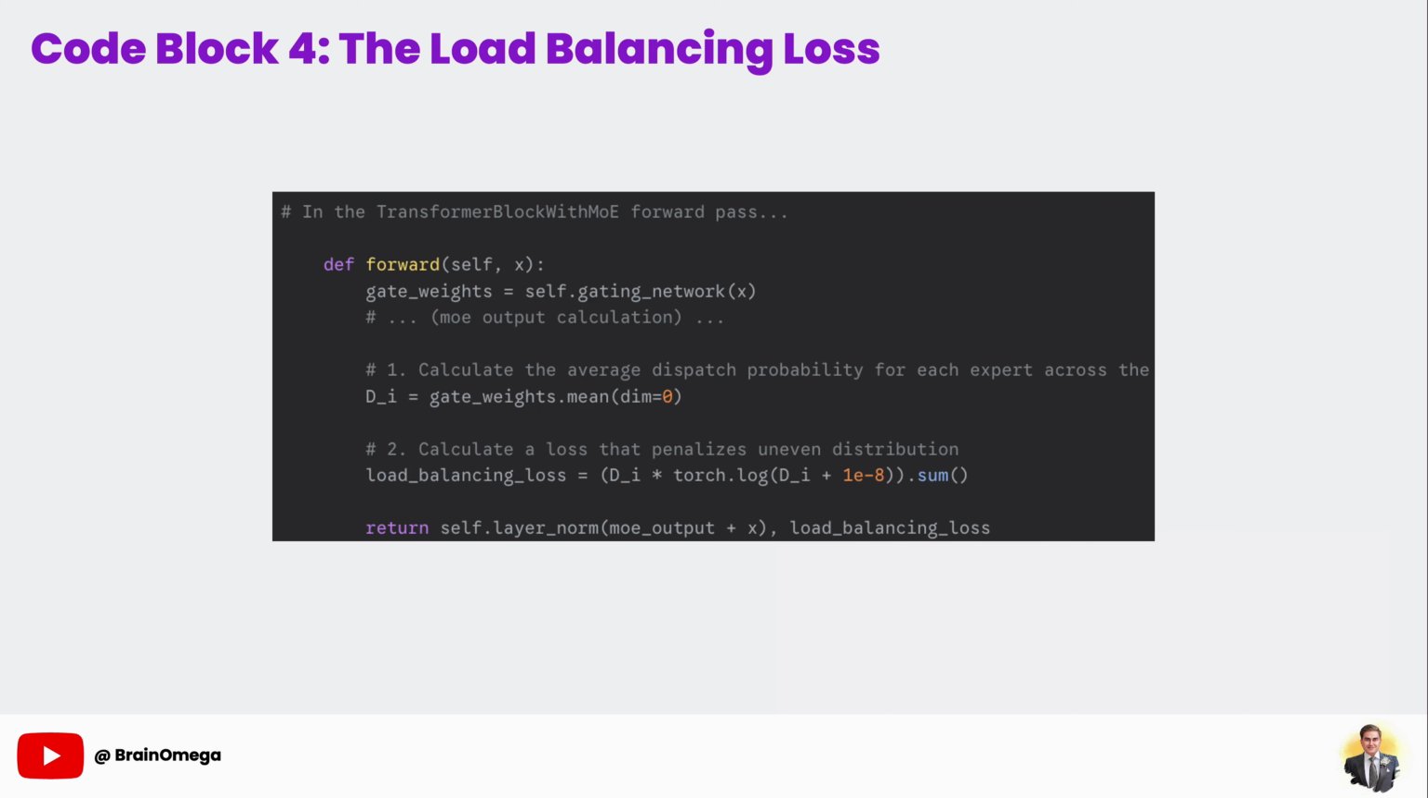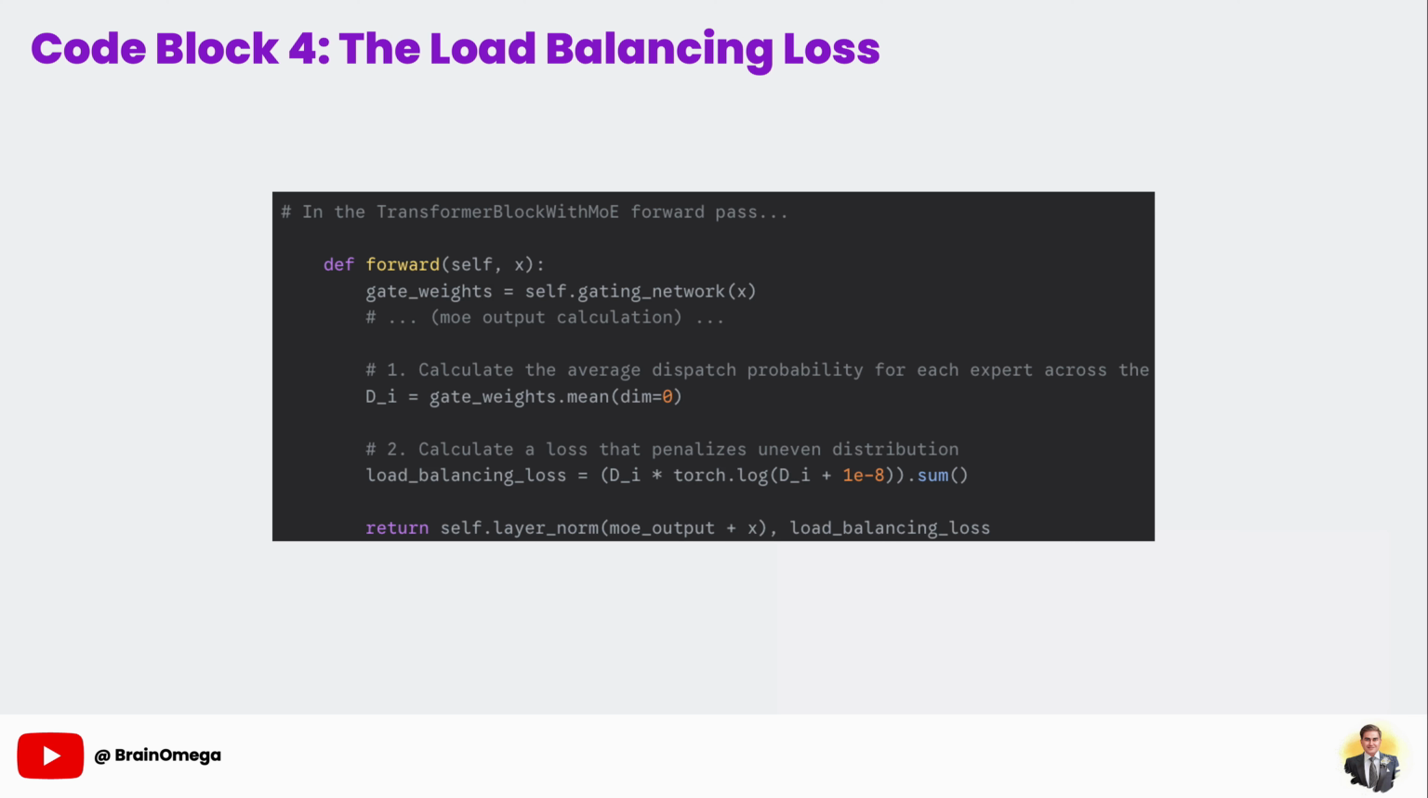There's a common problem with MoE models. The gating network can get lazy and learn to always send data to the same few favorite experts. This means the other experts never get trained, and our model doesn't reach its full potential. To fix this, we introduce a load balancing loss. This is an auxiliary loss function designed to encourage the router to spread the work out more evenly.